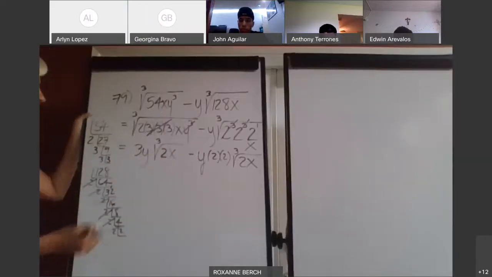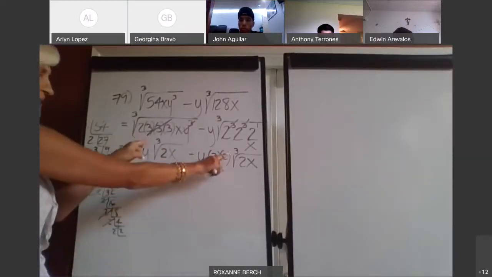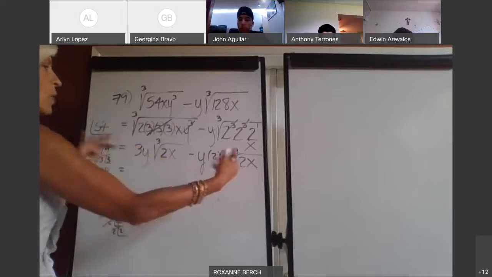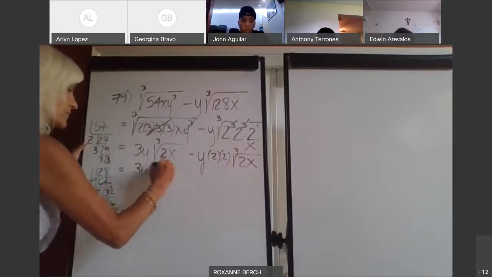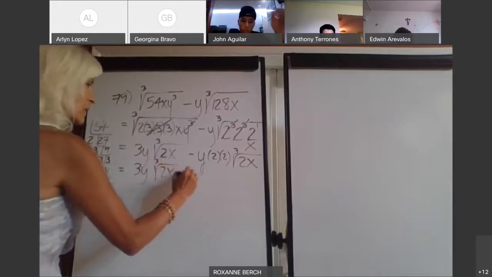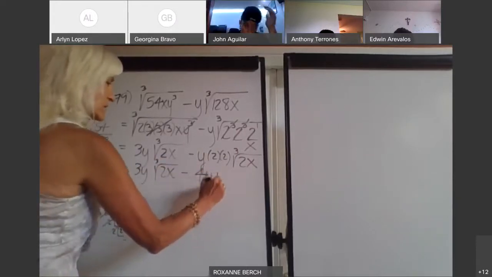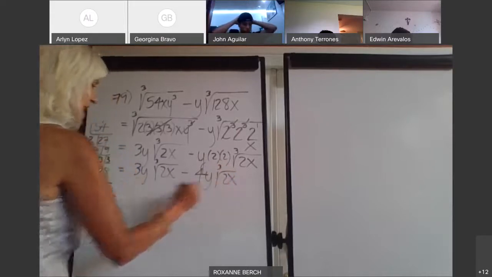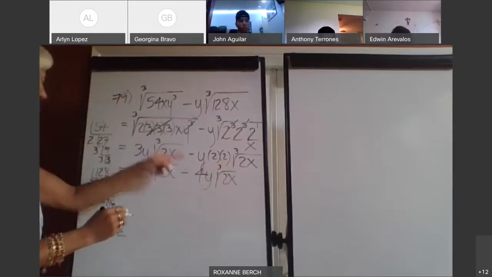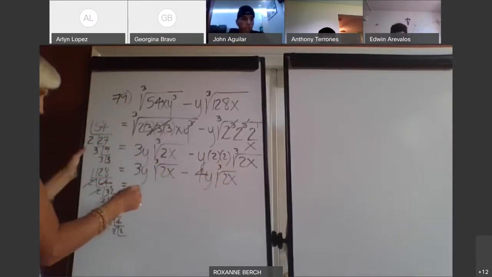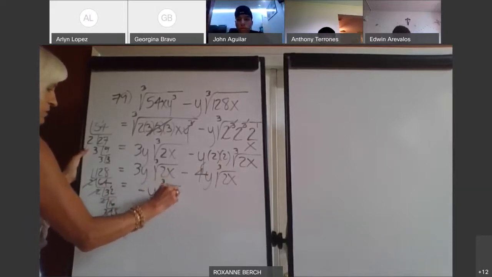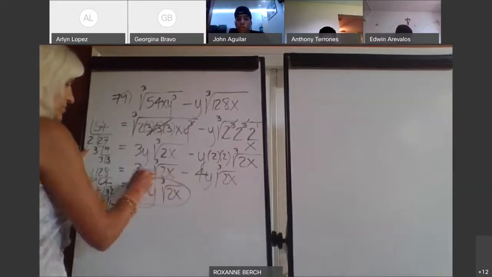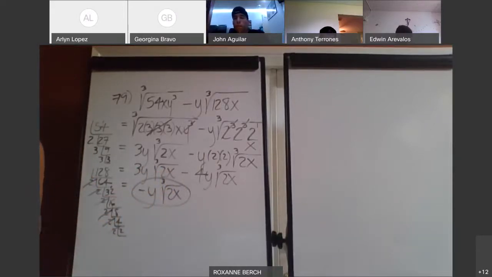Thank you. All right. So now, since we have the same indices and the same radicand, we can add these. Let me do one more step. This is negative 4y. And now 3 minus 4 is negative 1, so negative 1y times the cube root. Do not change the radicals. Okay, that's correct.